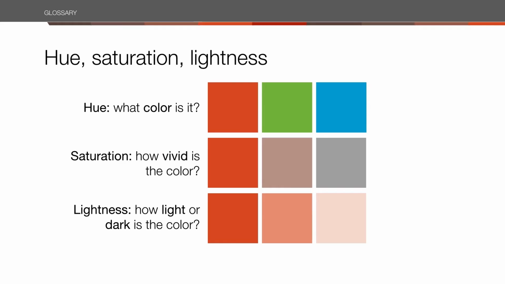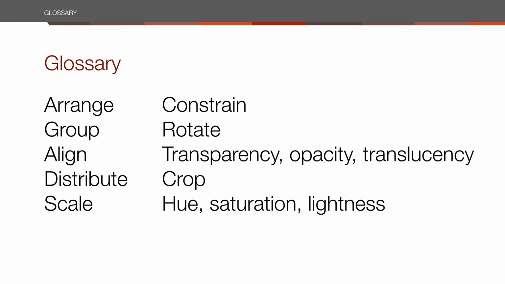If you're manipulating an image, you may see sliders in menus, a little slider bar that lets you adjust the hue, lets you adjust the saturation from 0, which is grayscale, to 100%, which is fully saturated. We'll be talking about color more in a subsequent video. Our glossary is pretty simple.